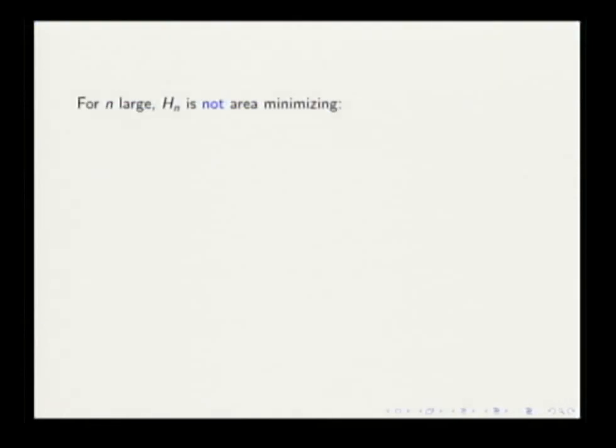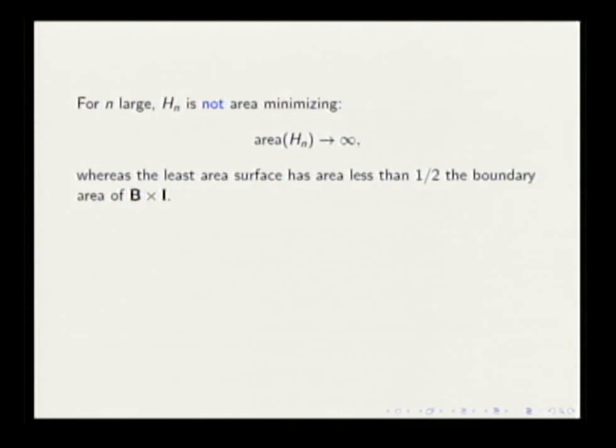Now, when n is large, that surface is definitely not area minimizing. There are various ways to see that. For example, it's clear that as you put more and more winds there, the area of that helicoidal surface will go to infinity. So the area is going to infinity.